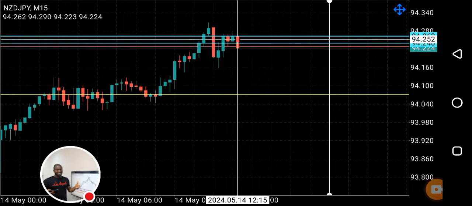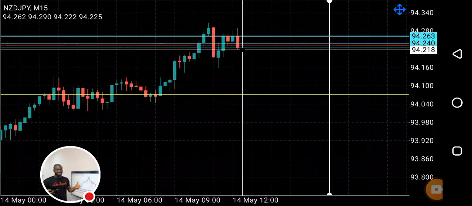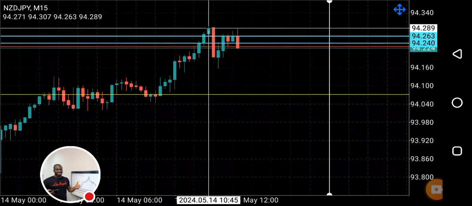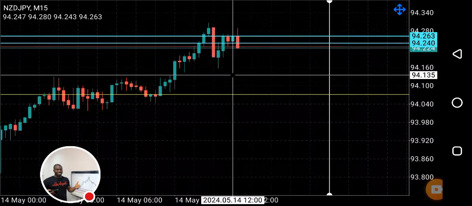So now the bears are in control. If this candle closes below this fair value gap, the buy side fair value gap, then that will be the best time to execute a sell trade. I hope that is clear.